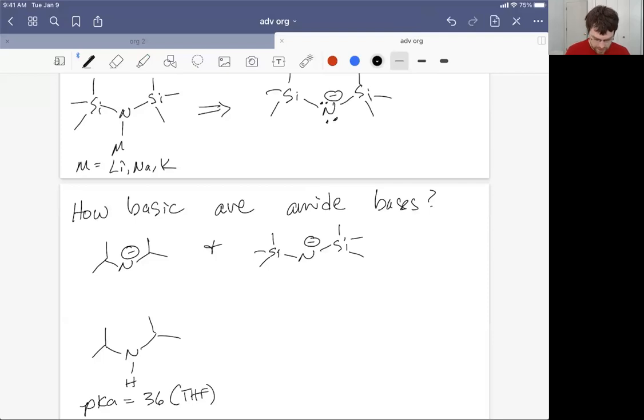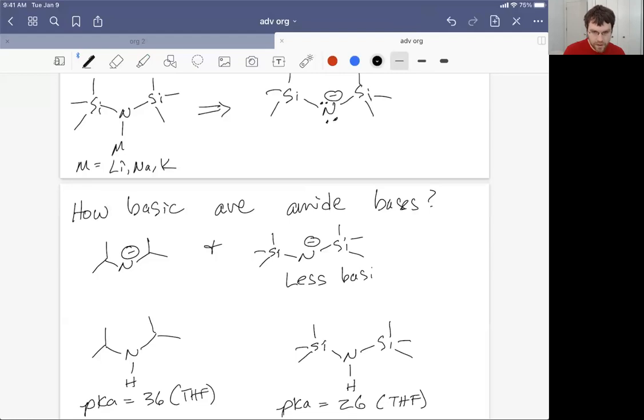We could do the exact same analysis using hexamethyldisilylamine as opposed to the amide base. Its pKa is shifted a bit. Its pKa is 26. So it's less desperate to hold on to that hydrogen, and therefore the conjugate base is less desperate to pick up a hydrogen, so it's less basic. Okay.